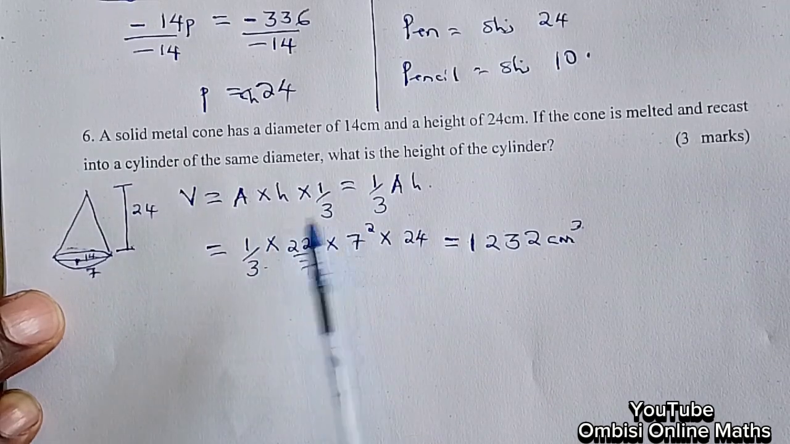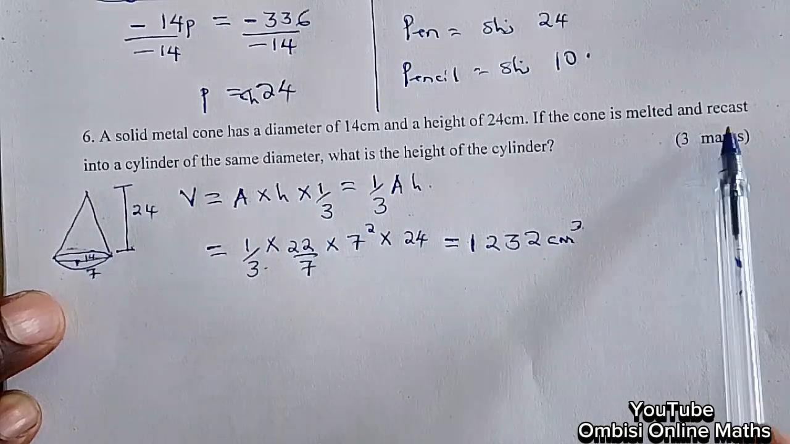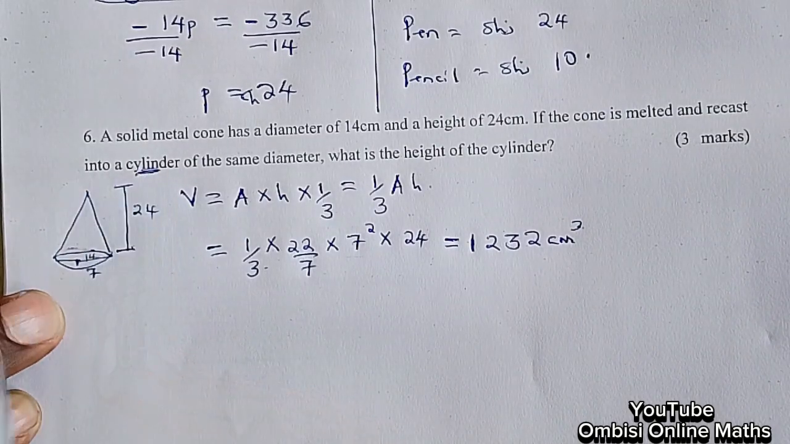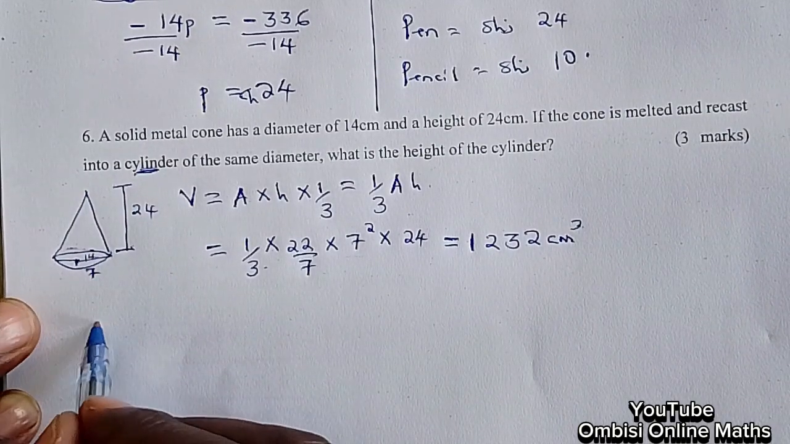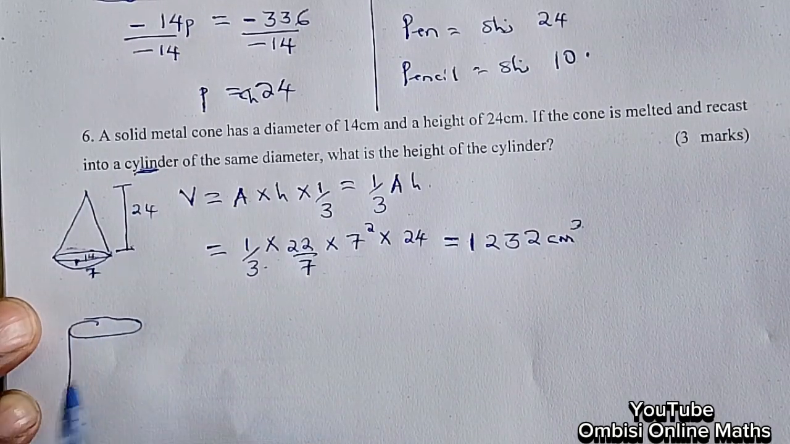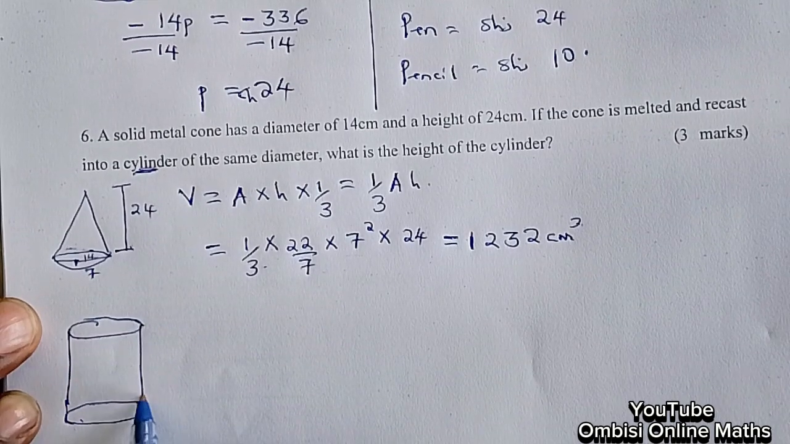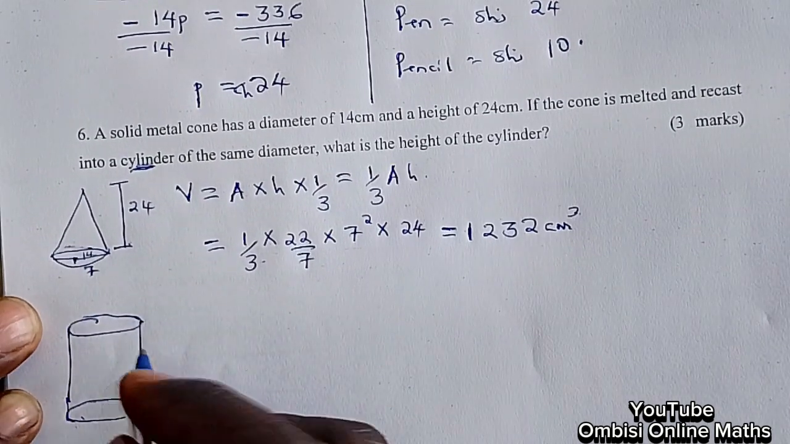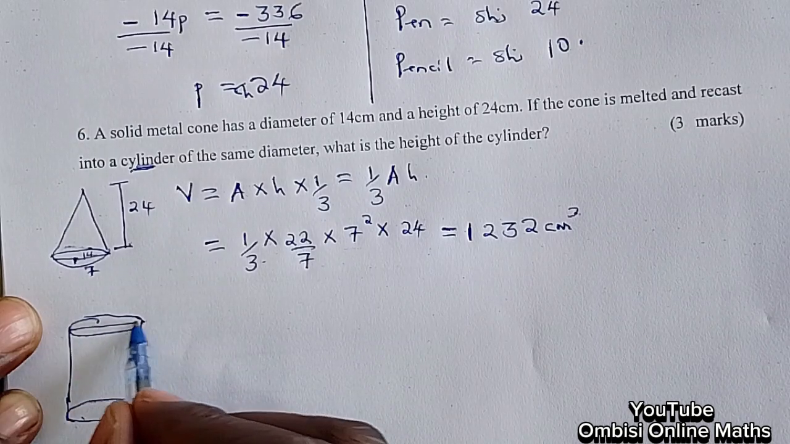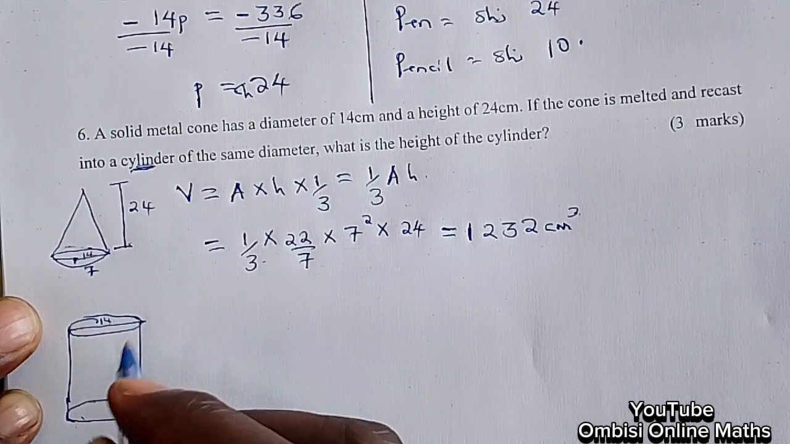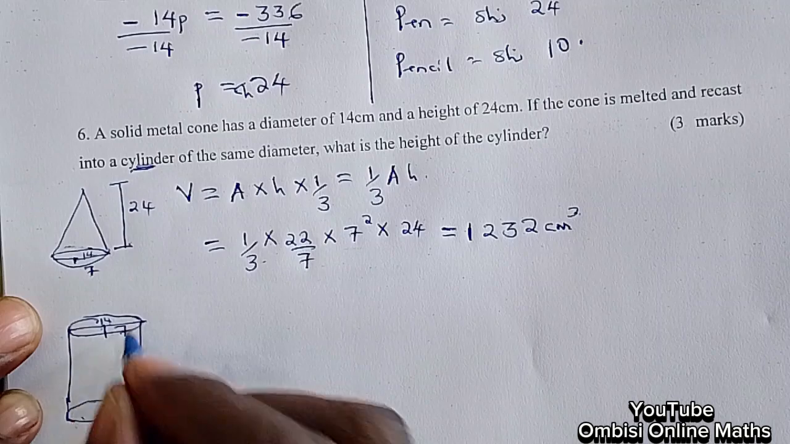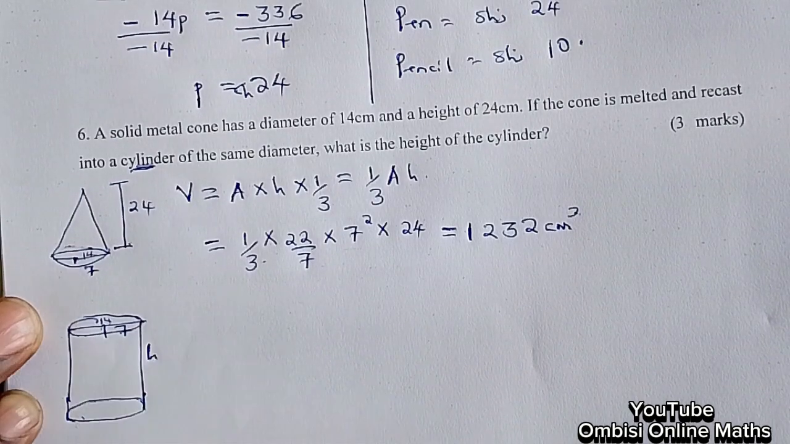The same cone is recast into a cylinder. Now, a cylinder that has the same radius, the same diameter. So it means I have a diameter of 14, so it has a radius of 7. What we don't have is the height.